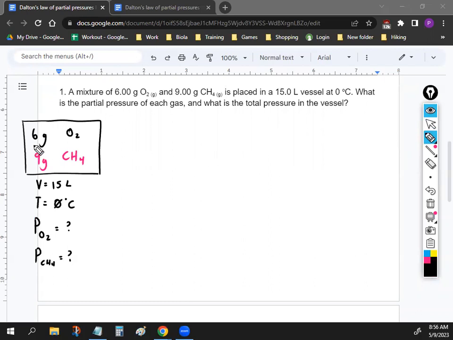The first step we're going to take is to find the partial pressure of oxygen. If you notice, we have grams, we have volume, and we have temperature, which means we can use the ideal gas law that we learned last time, PV equals nRT, to find the pressure of each gas. So let's start by figuring out the pressure of the oxygen.